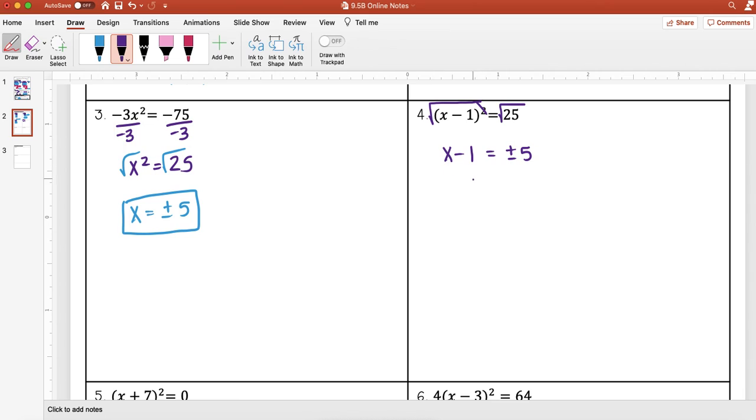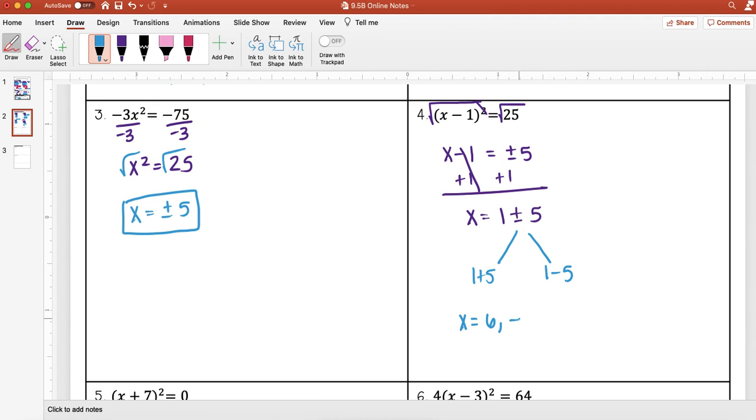Now to get x by itself, I'm going to add 1 to both sides. And so I have x is equal to 1 plus or minus 5. And now this step's really similar to when we're doing the quadratic formula and we break this off into 2 different pieces. We're going to do the same thing here. So this 1 plus or minus 5 really just means I have 1 plus 5 or I have 1 minus 5. And so when I add those, 1 plus 5 is 6, 1 minus 5 is negative 4.